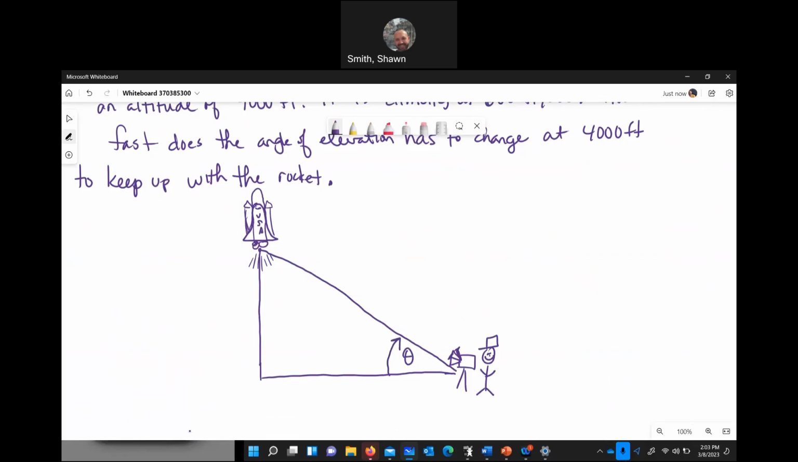Let's call that theta. So that's what we're asked to find, right? That's our unknown. Let's go ahead and write that. The rate of change of the angle of elevation. That's the derivative of theta with respect to time. All right, let's call this X as the horizontal. We can call this side Y, or in better terms for what's given, H. Let's do this H.